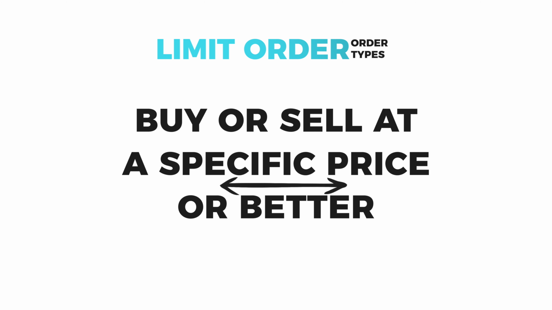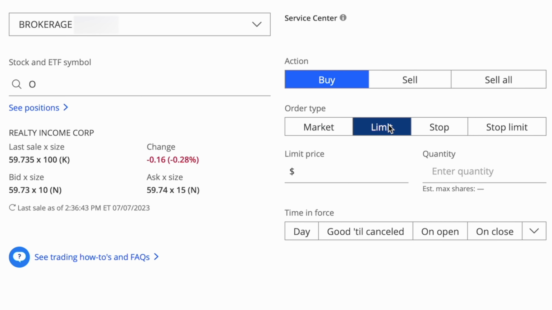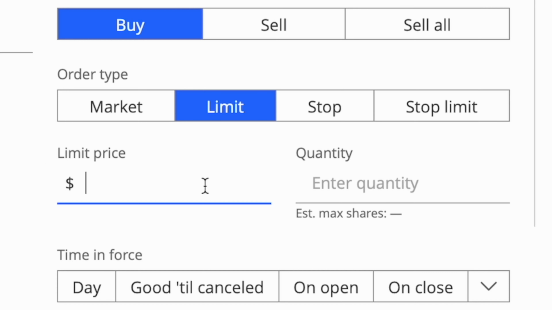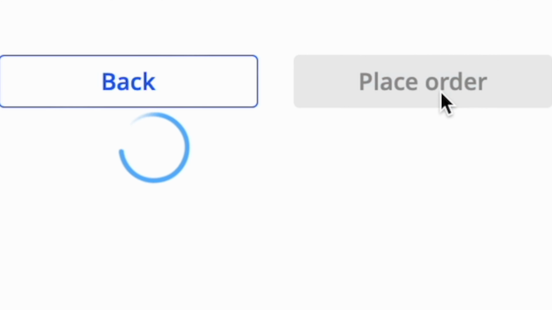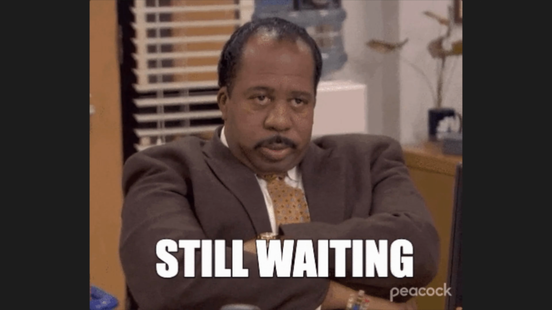All right, limit orders up next. A limit order is an order to buy or sell a stock at a specific price or better. So basically, a limit order will ensure that you get your price or better, but it doesn't ensure that the order is actually going to execute because your price may not ever become available. So example, let's say you want that share of Income Realty, but you only want it at $58 or better. You would put a limit order in for $58 and the order would sit out there until that price or better is available. But there's a chance that it would never execute at all.